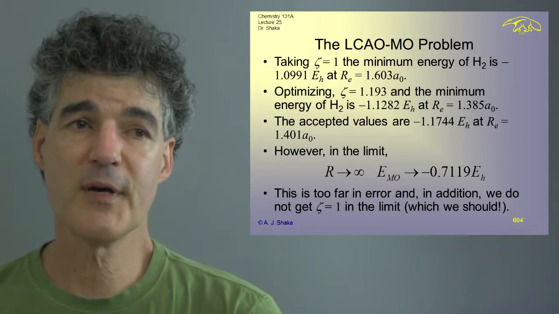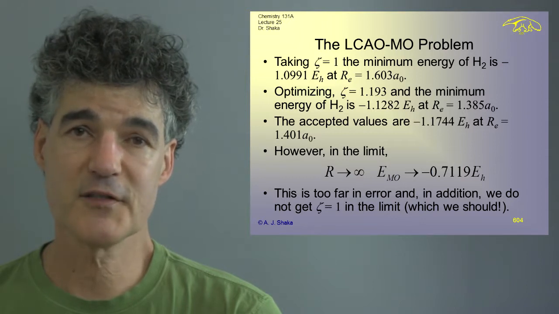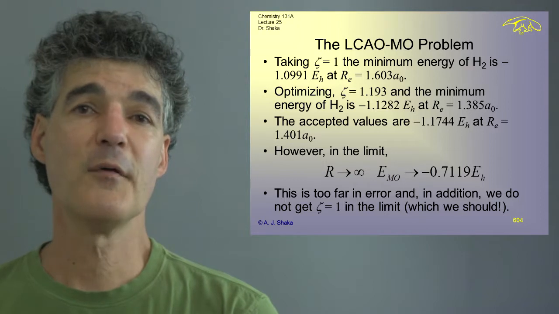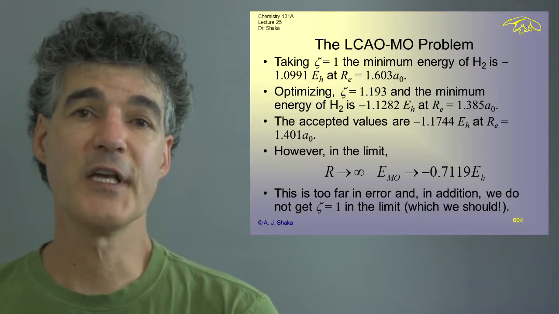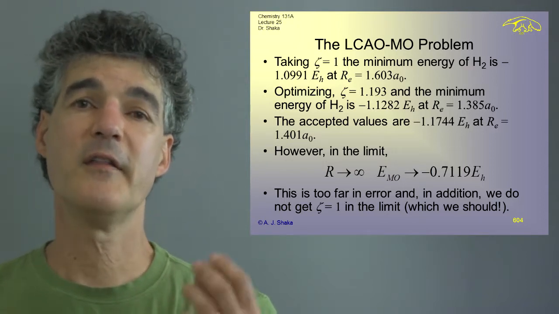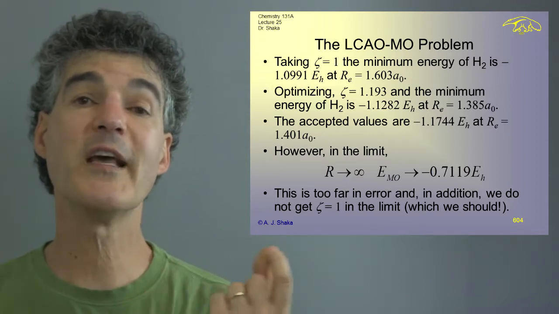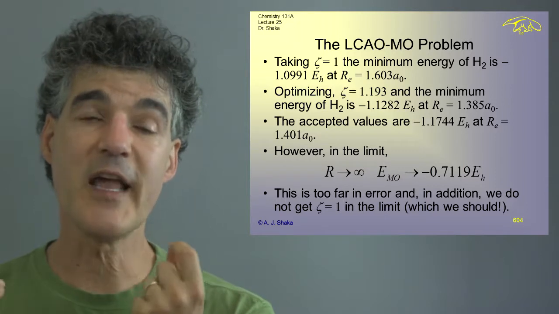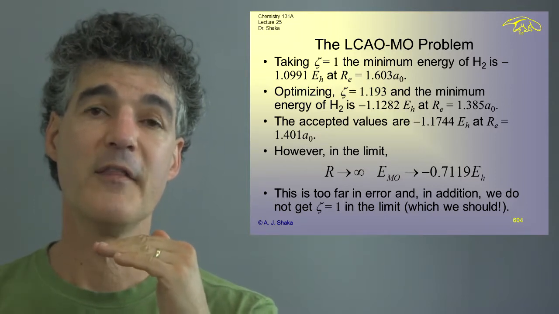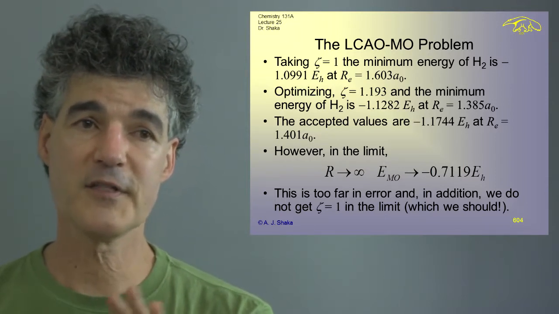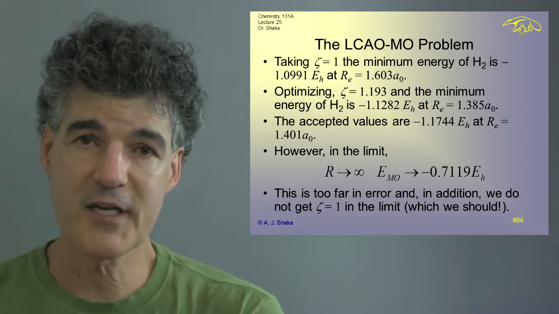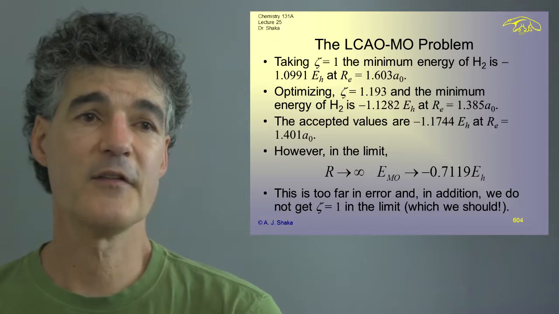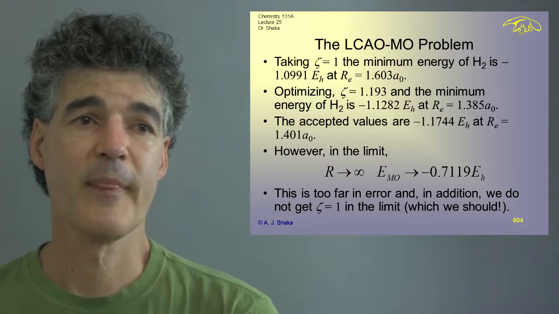The R sub E we predicted by optimizing zeta is smaller, but keep in mind the variational theorem refers only to the energy. It doesn't say that the internuclear distance always has to be greater than the correct one. It just says the energy is always higher than the correct one. And so there's nothing wrong with predicting a tighter arrangement of nuclei. That's nothing to worry about.